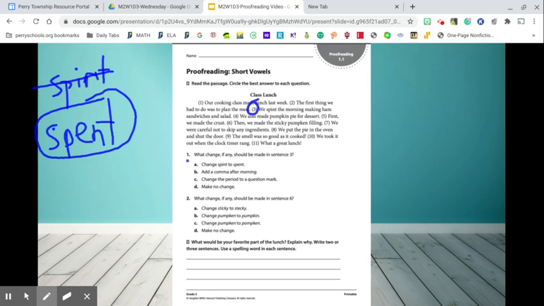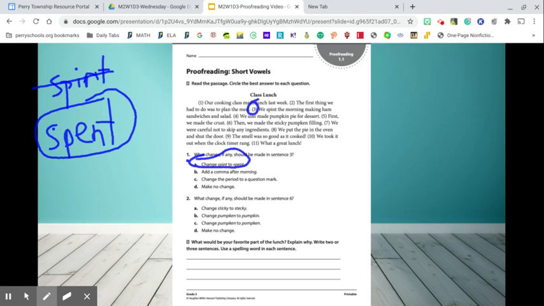B says, add a comma after morning. We spent the morning making ham. A comma tells me to give it a space, like a breath while we're reading it, and I don't feel like we need to do a breath. We spent the morning making ham sandwiches. That makes sense. C says change the period to a question mark. Well, this is definitely not a question. It's not asking us anything. So that can't be it. And then D says make no change. Well, we figured out that you need to change the spelling. So my answer is going to be A. It's not going to be D.